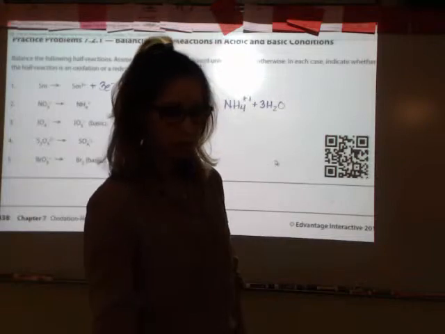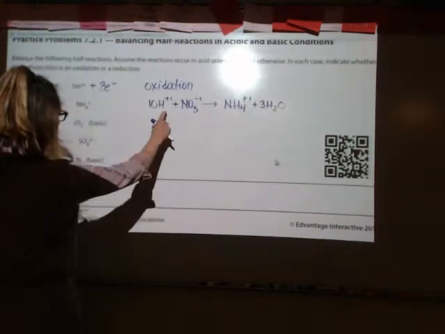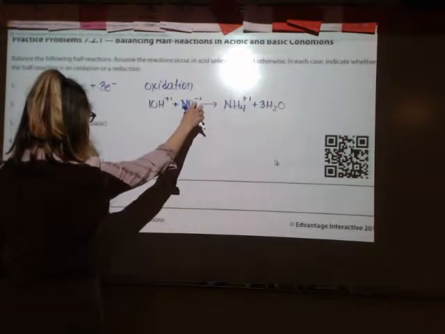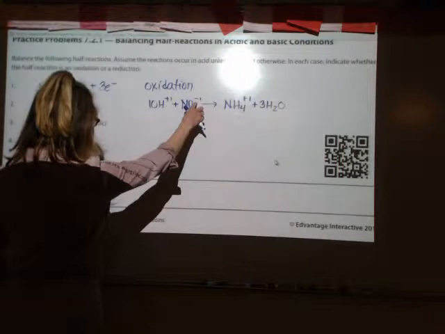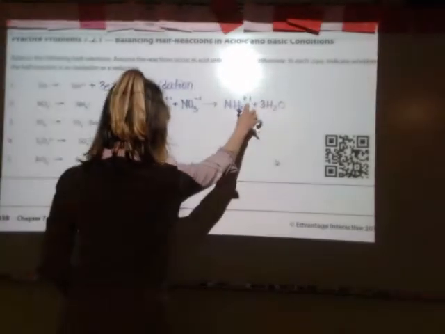Step 4. Balance the charge by adding electrons. The total charge on this side is a plus 10 here and a minus 1, which is plus 9. So this is plus 9. This is plus 1.